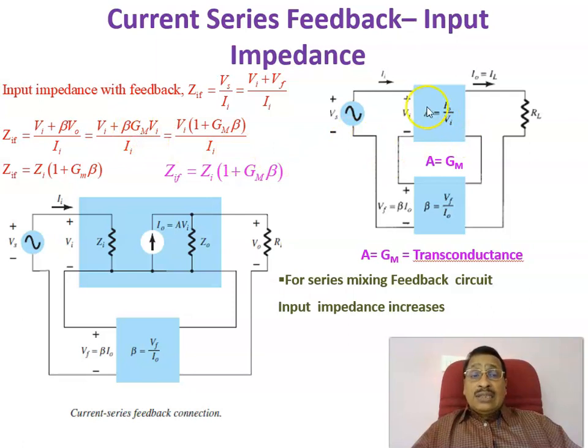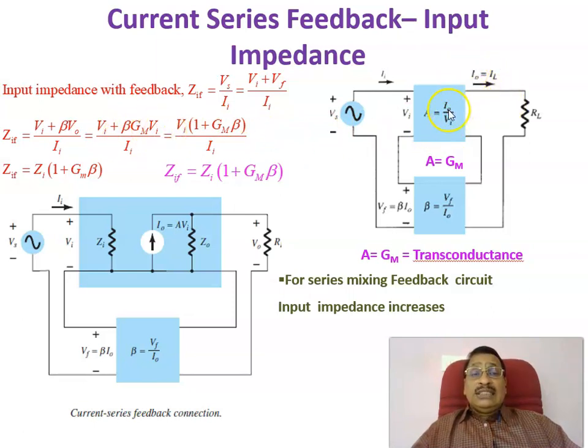Now, I0 is given by this gain. This gain we call transconductance, because the output is a current and the input is a voltage. Therefore, the gain of this amplifier is I0, the output current, divided by the input voltage Vi. A current divided by a voltage means it is a transconductance. Transconductance means Gm. Therefore, this amplifier gain is represented as Gm. Therefore, Gm into Vi is the output current I0.